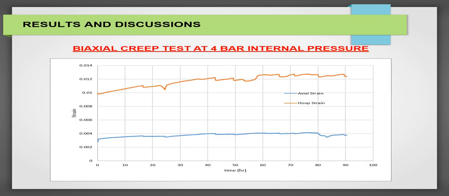Finally, on results and discussions, this slide shows the results from a biaxial creep test on a PET bottle subjected to a 4-bar internal pressure. The result shows that the axial strain is about half the hoop strain, which is in general agreement with literature. So this is the result gotten from the strain gauges that measure the strain in real time. The DIC measurements did not produce comprehensive results, so they will be looked into in further research.